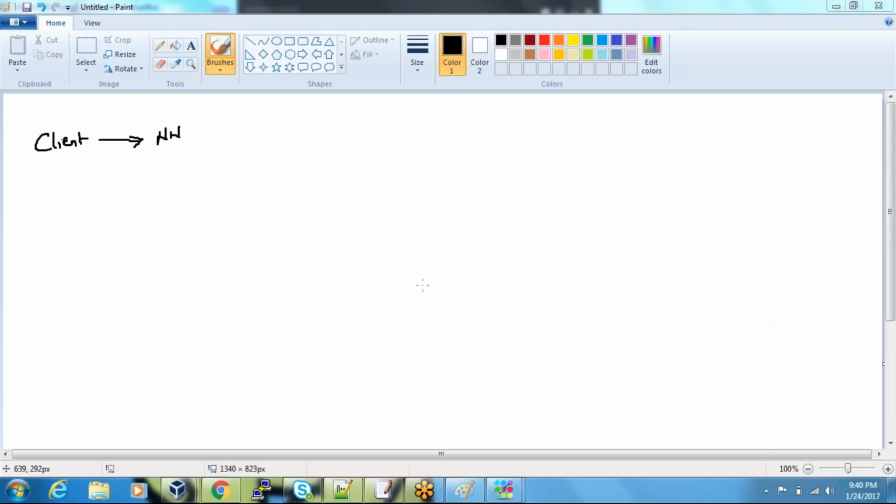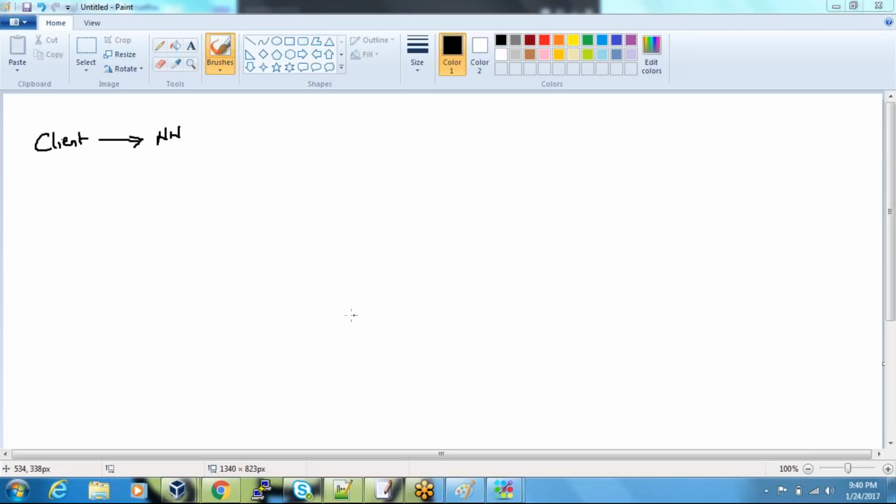So when a client sends the request to a name node to write data, first he will check whether the data already exists or not. If the data already exists, it will send the request back to the client saying that the data already exists, I cannot write. So this kind of pre-checks will be done by your name node.